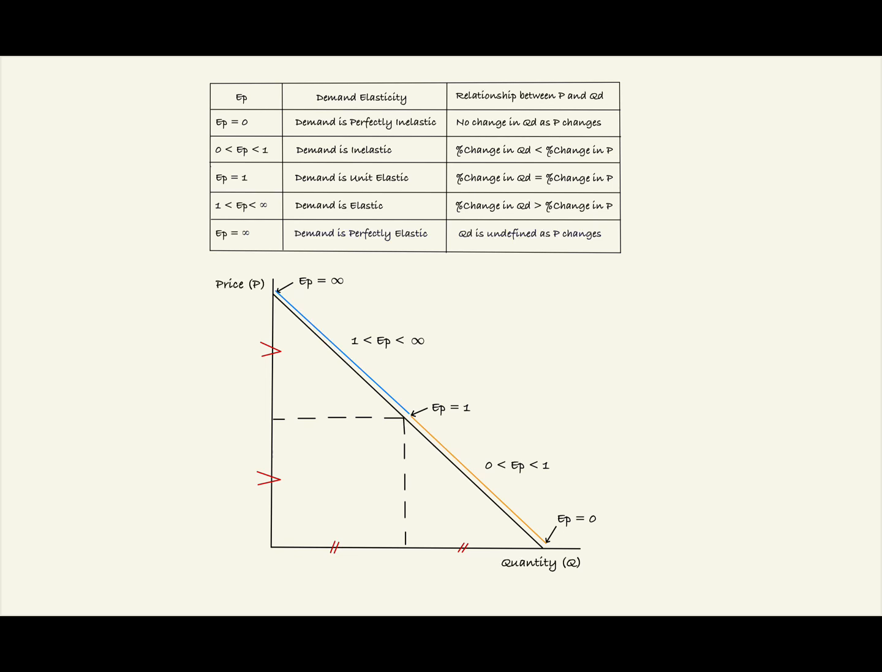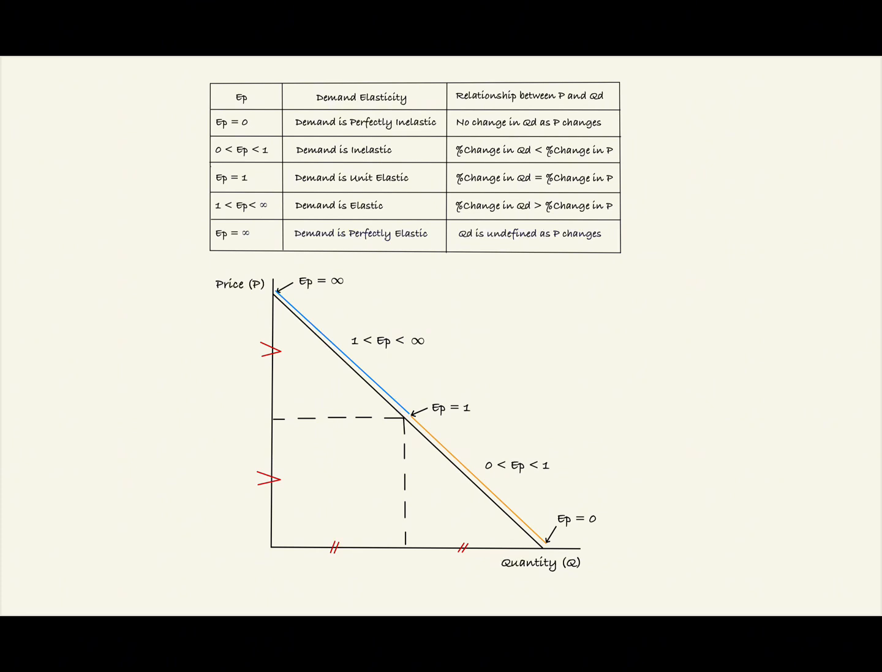If the price elasticity of demand is between 1 and infinity, we say that the demand for that product is elastic. This means that the percentage change in quantity demanded for that product is greater than the percentage change in the price of the product. And if the price elasticity of demand for a product is infinity, we say that the demand is perfectly elastic. The quantity demanded is undefined as the price of the product changes.